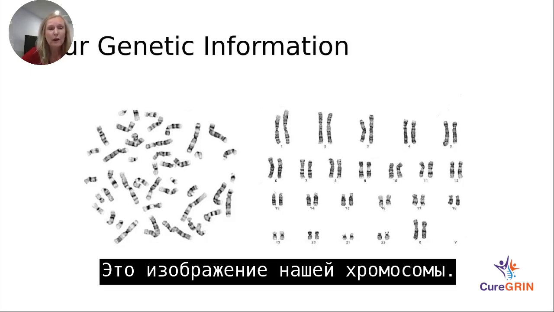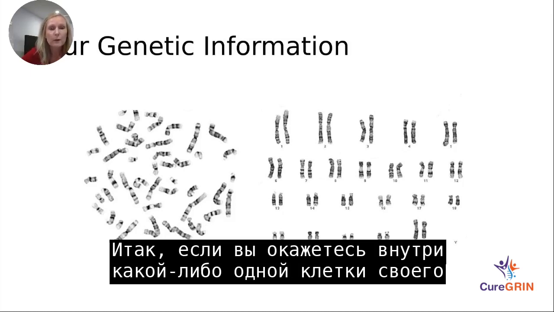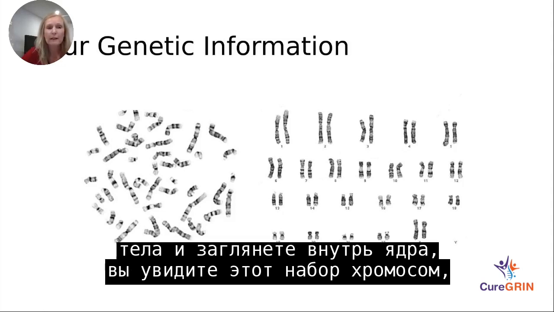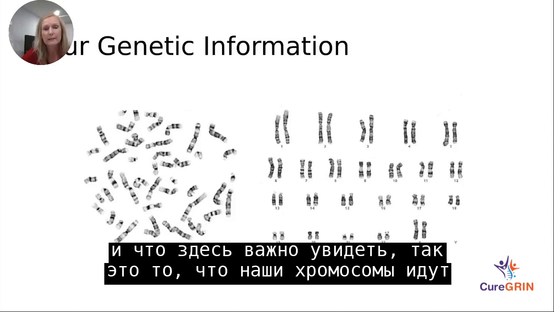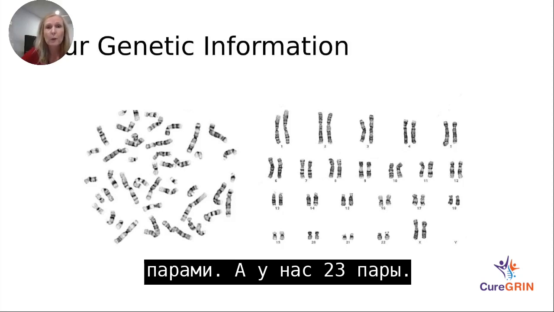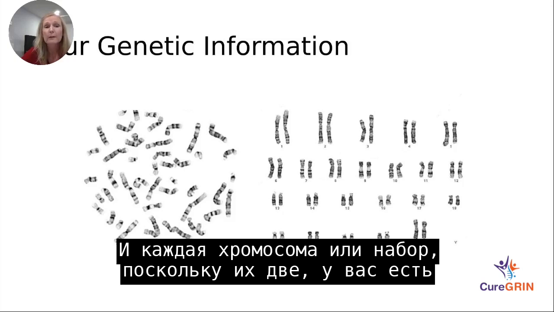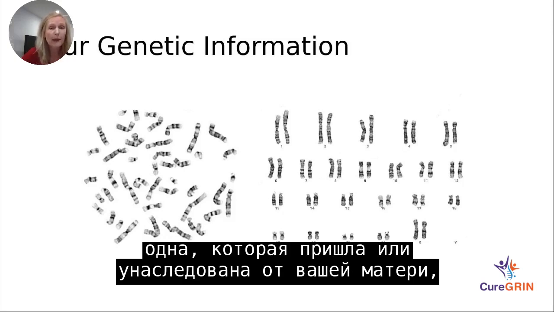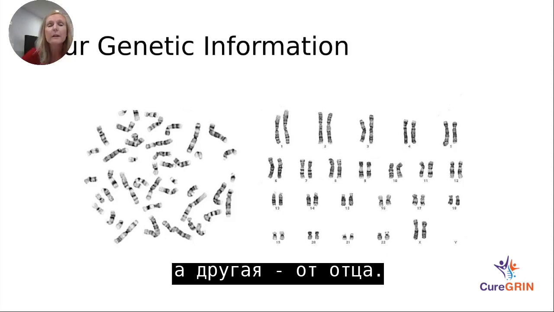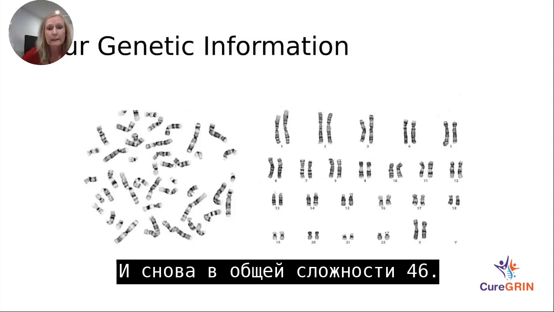This picture here may bring you back to high school biology. This is a picture of our chromosomes. If you peered inside any one cell in your body and looked inside the nucleus, you would see this set of chromosomes. What's important to see here is that our chromosomes come in pairs, and we have 23 pairs. For each pair, you have one that has been inherited from your mother and one from your father, for a total of 46.